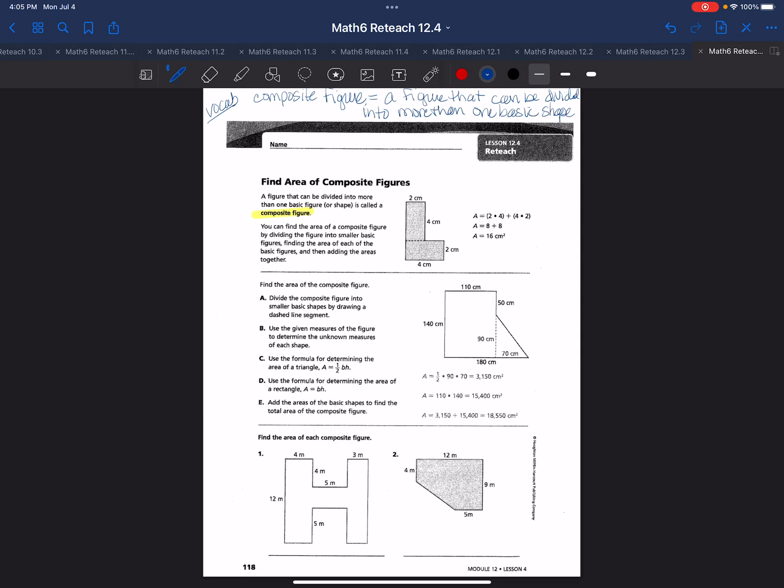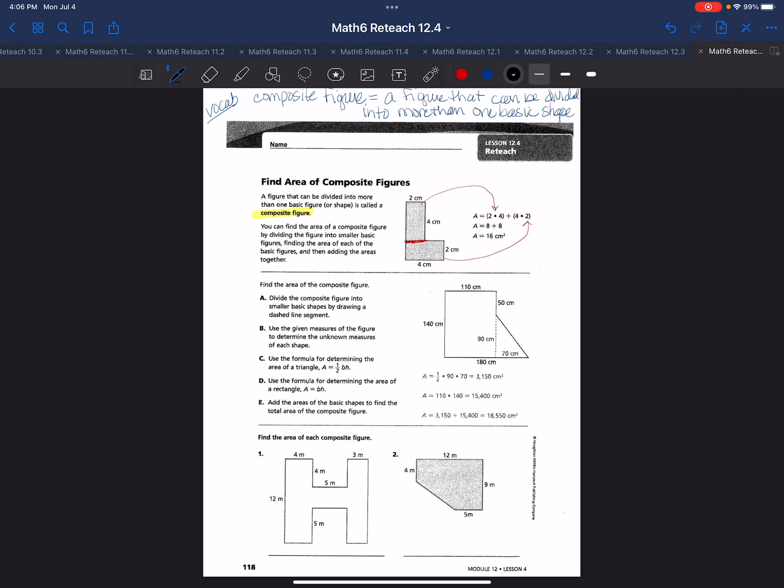You can find the area of a composite figure by dividing the figure into smaller basic figures and finding the area of each basic figure and then adding the areas together. So if you look at the first example here, they've taken this shape that looks like the letter L, and then they went ahead and divided it into two figures here. And then they first found the area of this rectangle, which is 2 times 4. And then they found the area of the second rectangle, which is 4 times 2. Then they added it together. And so the area of the entire shape would be 16 centimeters squared.